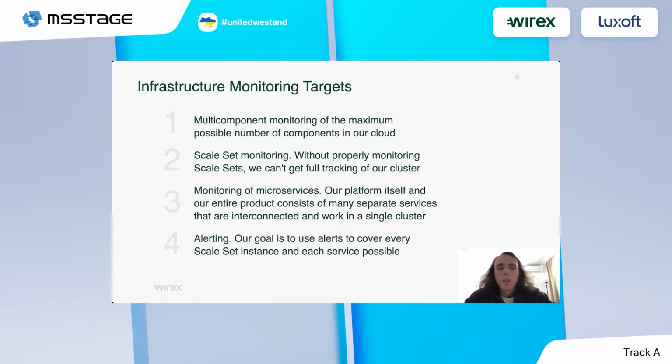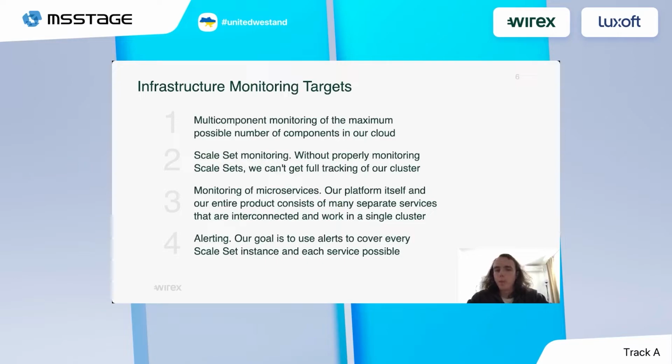Here are our monitoring targets regarding infrastructure monitoring. The more things we see, the more things we can control. To have a clear picture of system performance, our main target is to monitor the maximum possible number of components in our cloud. Scale sets: without proper monitoring of scale sets, we can't get full tracking of our cluster.